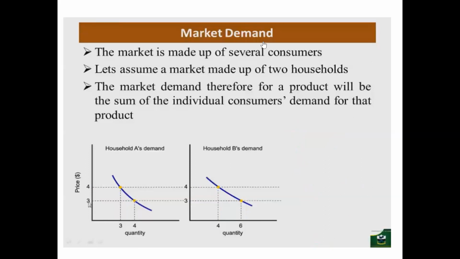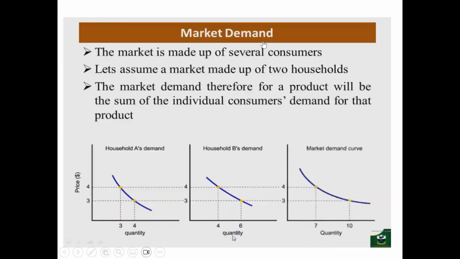Then the market demand increases to 10, which is 4 for household A and 6 for household B. Therefore, the market demand is simply the horizontal summation of individual demands. Okay, so thank you very much for watching.